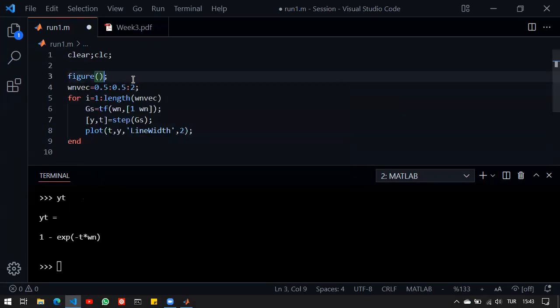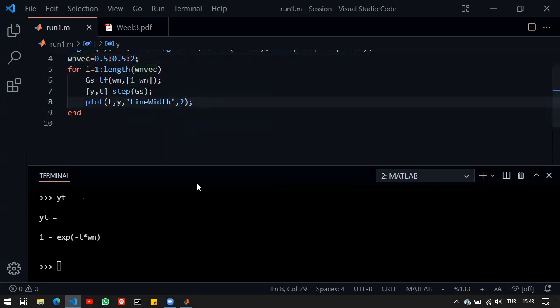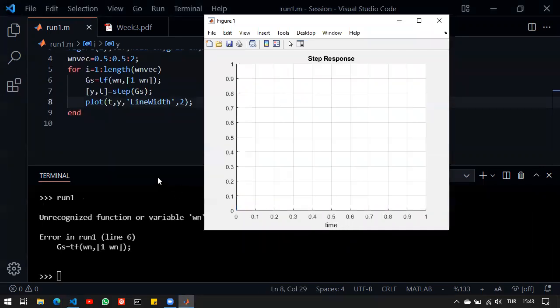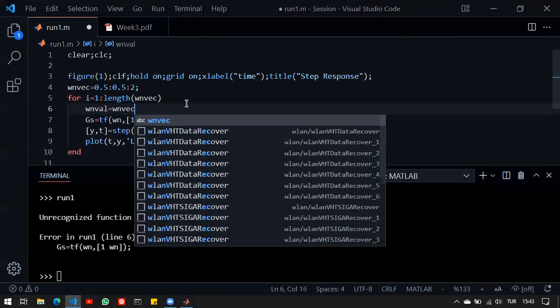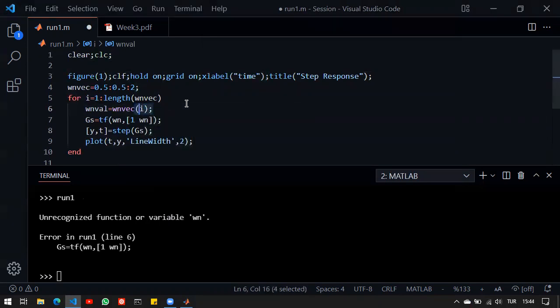So I want to have a figure on which I'm going to plot this. So hold on, grid on, maybe the x label, time, and then title, maybe step response. So now, of course, we forgot to extract the omega n value here. So the ith element of omega n vec should give me omega n val. And then I'm going to define my transfer function, use step function, and plot it.